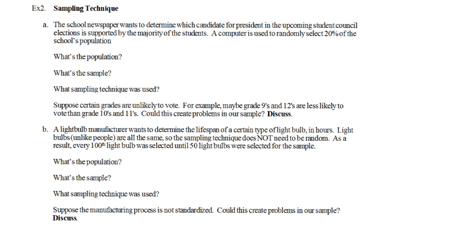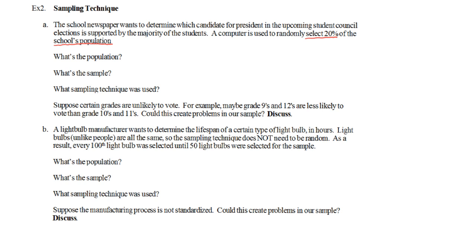We're taking a look at the sampling techniques. So for A, the school newspaper wants to determine which candidate for president in the upcoming student council election is supported by a majority of the students. A computer is used to randomly select 20% of the students' population.